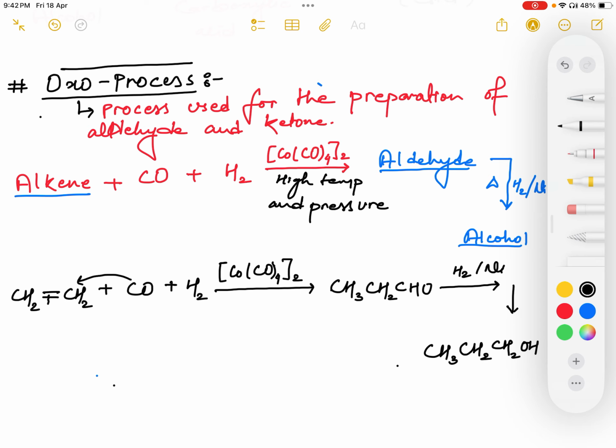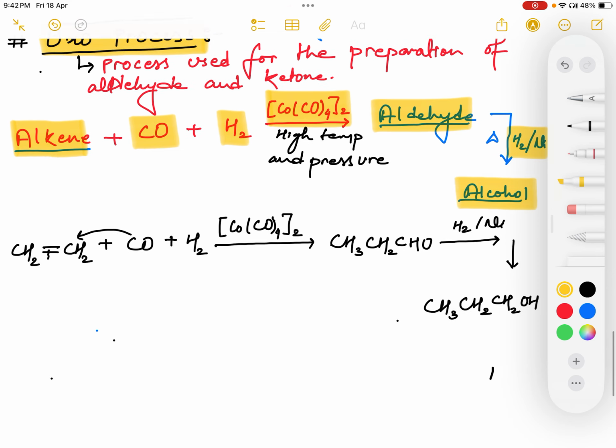If there would be a ketone, then it would give 2 degree alcohol at the last step. So the very first step, you need to treat an alkene with carbon monoxide and hydrogen in the presence of cobalt tetracarbonyl or cobalt carbonyl as catalyst. It will give you aldehyde, which is further treated with hydrogen in the presence of nickel to get alcohol, and this process is known as the oxo process.